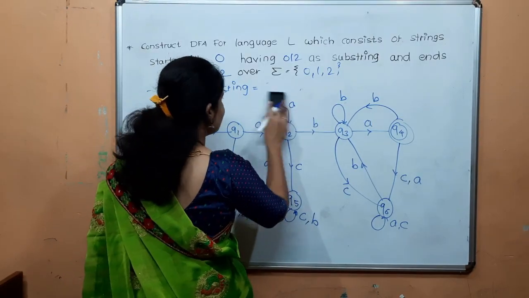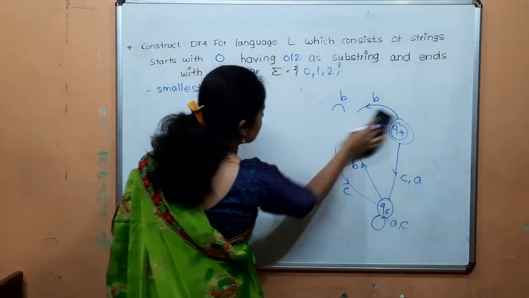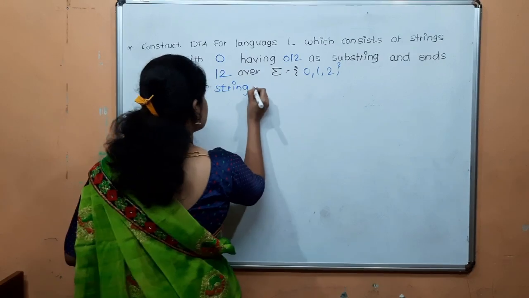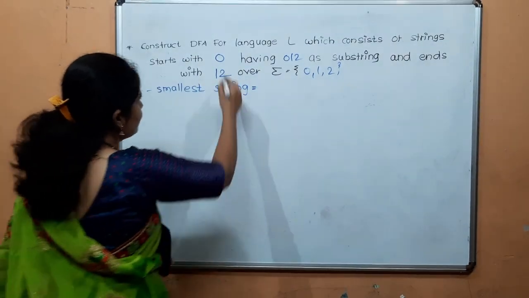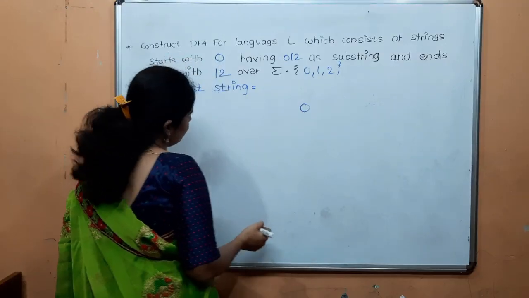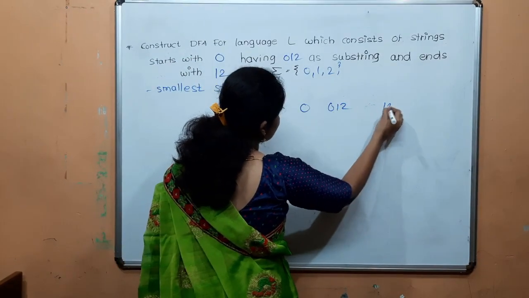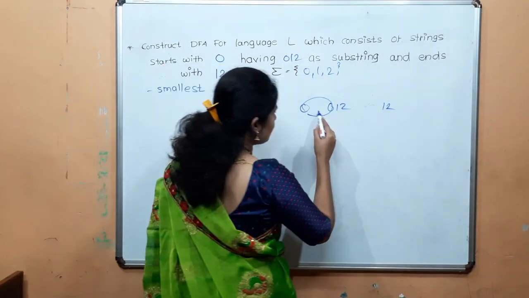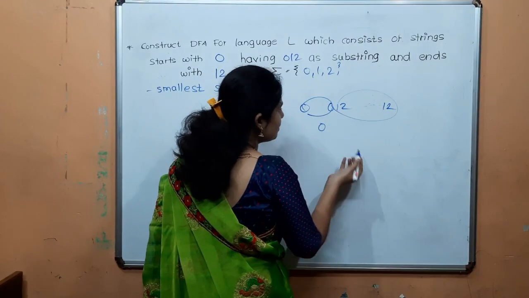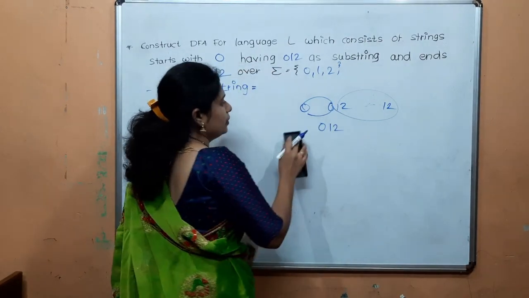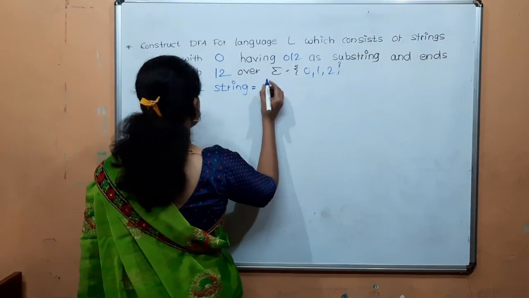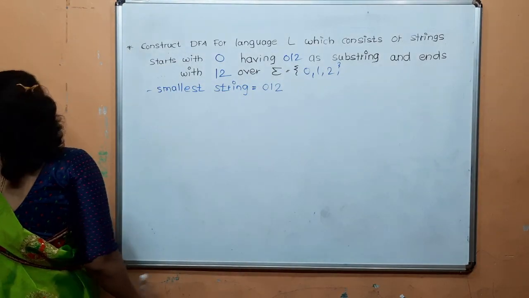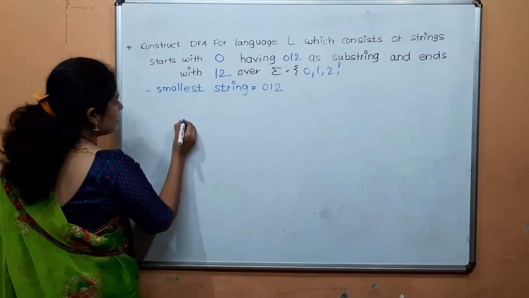Now see here, the smallest string will be from this. See here, starts with 0, having 0, 1, 2, ends with 1, 2. Okay, from these two we can take only one 0 from these two zeros. Here 1, 2 and 1, 2 are common, we can take only one 1, 2. So the minimum string, or the smallest possible string, will be 0, 1, 2. Okay, see here, now we can draw the transition diagram.